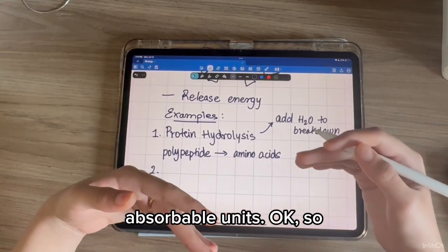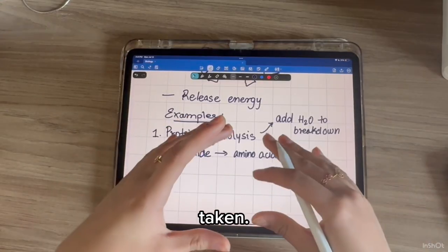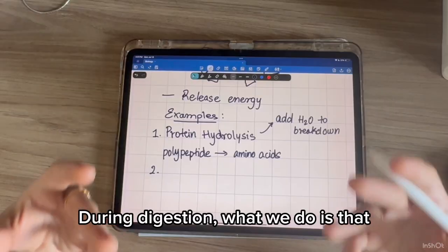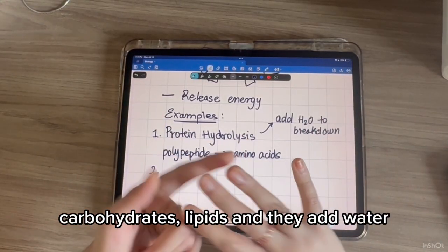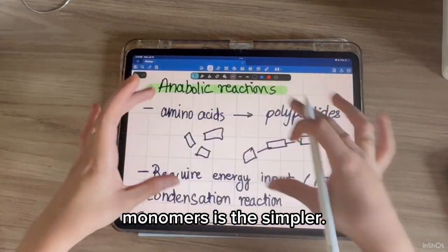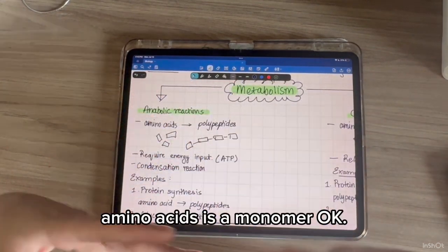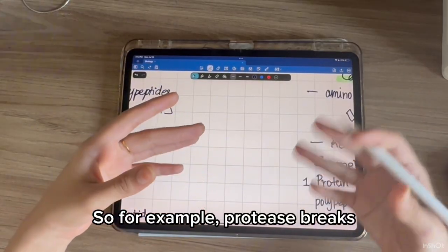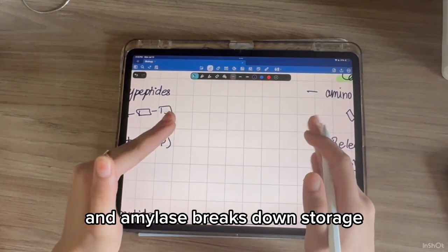Okay, so during digestion, our bodies take in all the proteins, carbohydrates, and lipids, and add water to break them down into monomers. Okay, so a monomer is the simpler version of the complex molecule. Amino acids are monomers. For example, protease breaks down proteins into amino acids, and amylase breaks down starch into maltose.